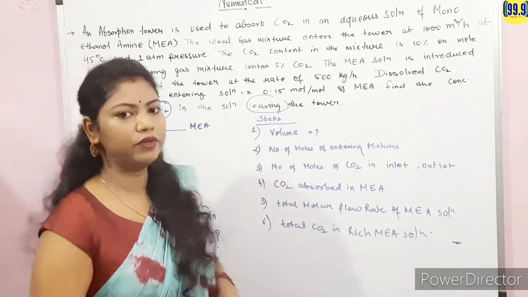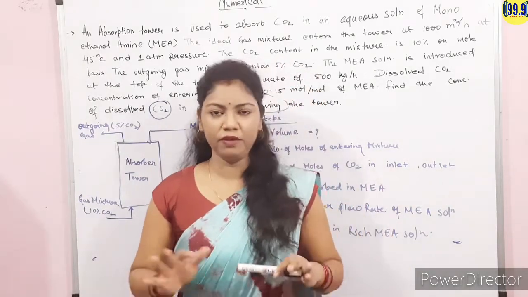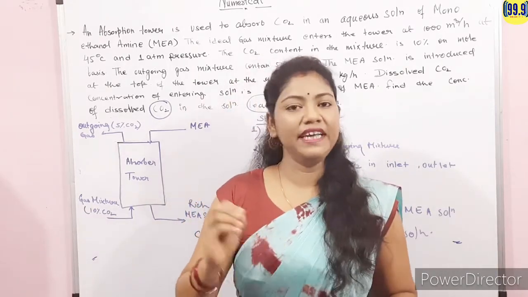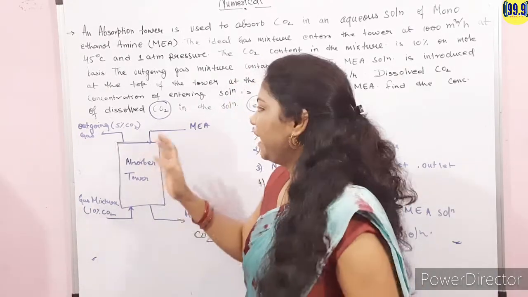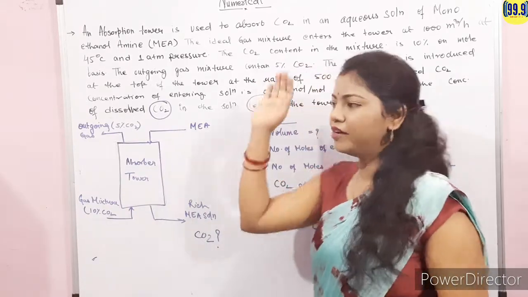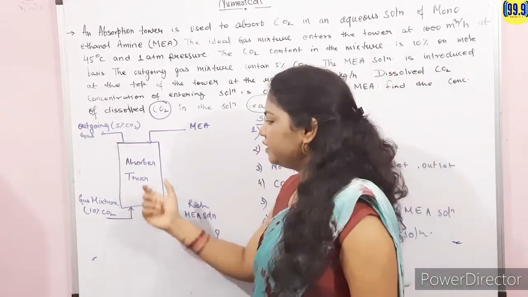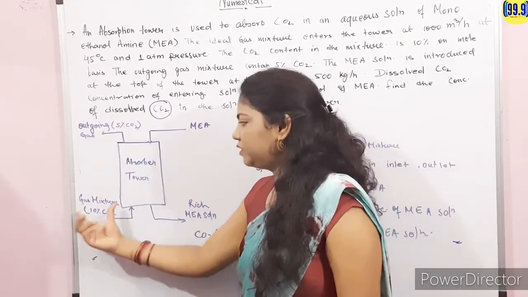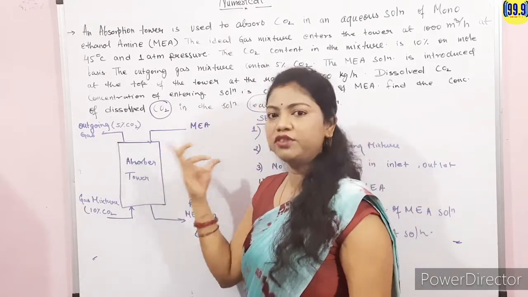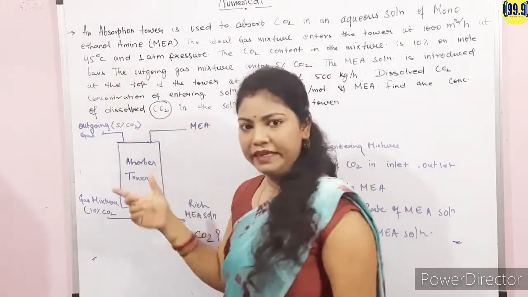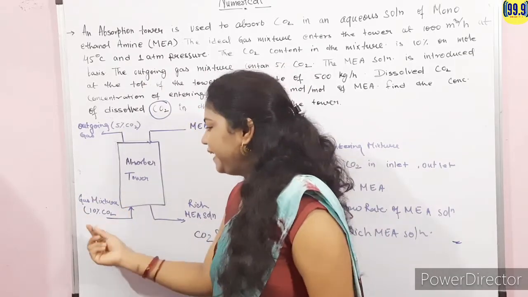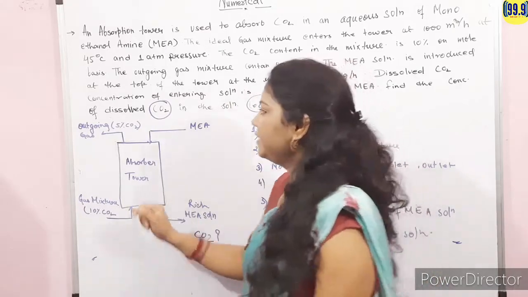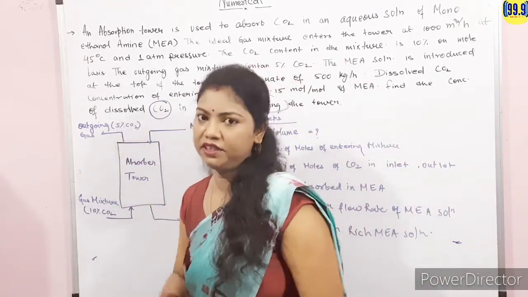As we know, the absorption tower is a unit operation process. An absorption tower is used to separate a gas with the help of a solvent. So if we draw the schematic diagram according to the question, this is the absorption tower and we have two inputs. One input is for the gas mixture and one input is for the solvent, which is monoethanolamine. The mixture of gases contains 10% carbon dioxide, which is given in the question, and the outgoing gas contains only 5% carbon dioxide.